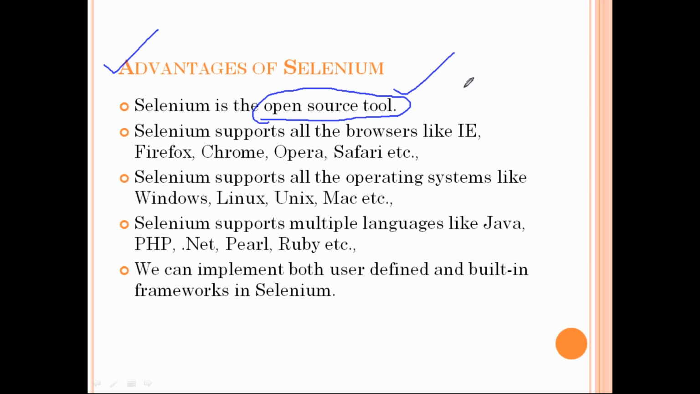Okay, open source in the sense I don't have to pay any license. It's a freeware. I can directly download it and I can start working with Selenium. Okay, team. I don't have to purchase any license. It's a freeware, free of cost. Okay, that is the main advantage.